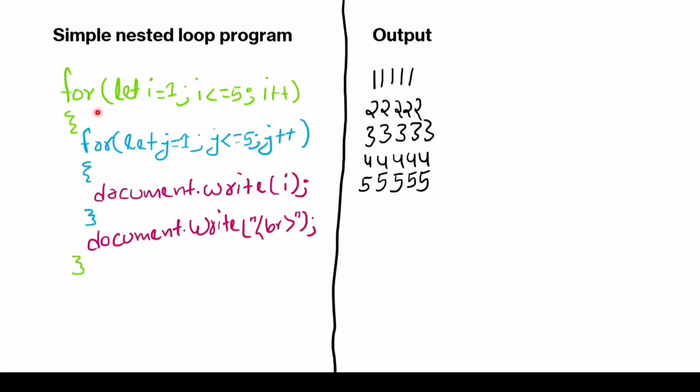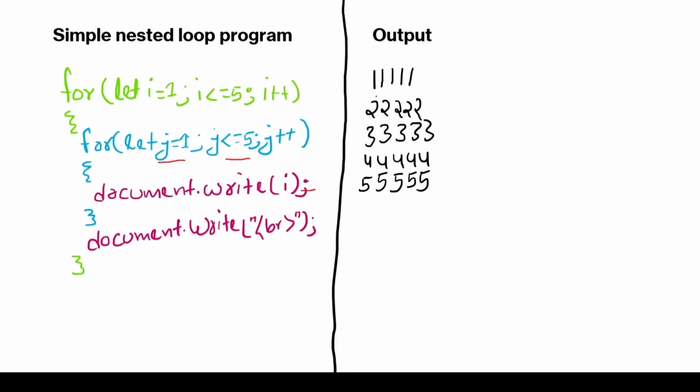After that we have a simple nested loop example. For example, we have let i equals 1, then i is less than or equal to 5, then we increment i. First it initializes variable i equals 1, then it checks the condition, and after that it sees this for loop. This for loop initializes the variable j equals 1, then checks the condition, and after that it prints this value.